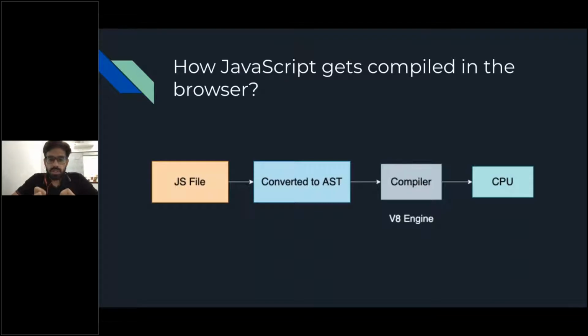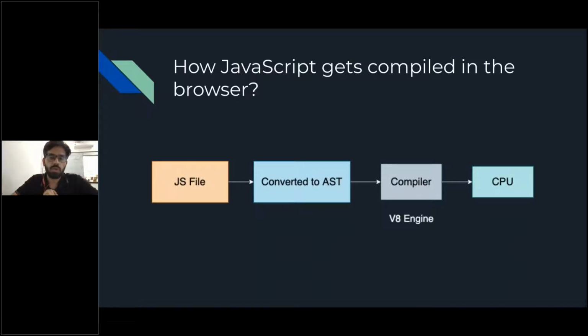So it is converted to AST, and once it's converted to AST, it is sent to the compiler, which is present in the browser itself. Let's say we consider Chrome. Chrome has the V8 engine, right? So that AST is fed into the compiler. The compiler does a lot of work.